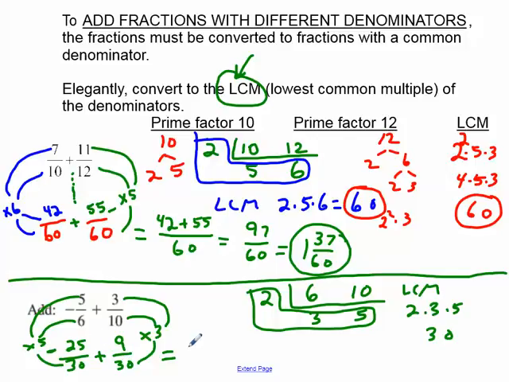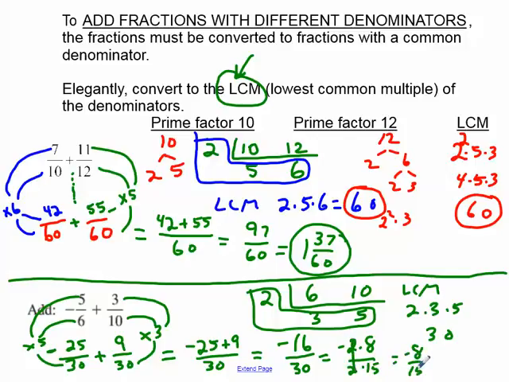So now I add up my negative 25 plus 9/30ths. We just add up negative 25 plus 9, and we get negative 16. I've got negative 16/30ths. And now we simply simplify that. I've got a negative 2 times 8 over 2 times 15. These 2s cancel out. I've got negative 8 over 15ths, and there would be my answer: negative 8 over 15.